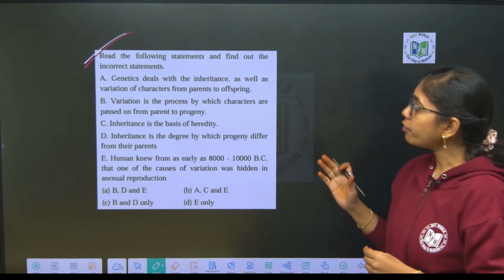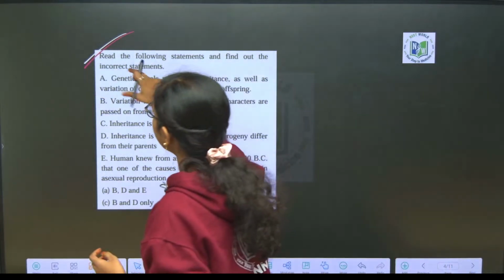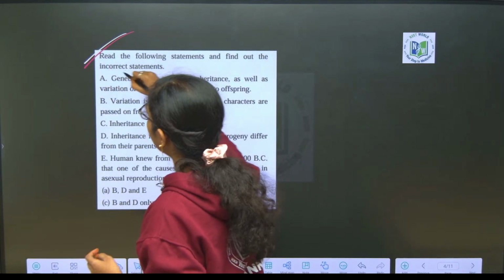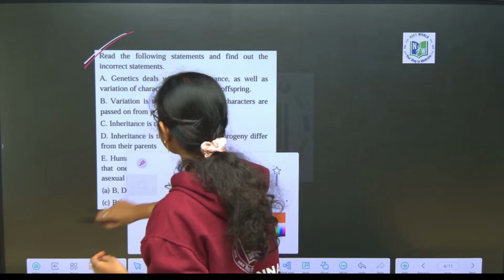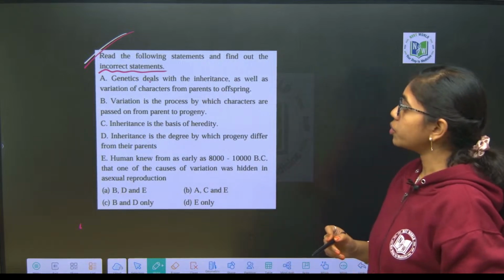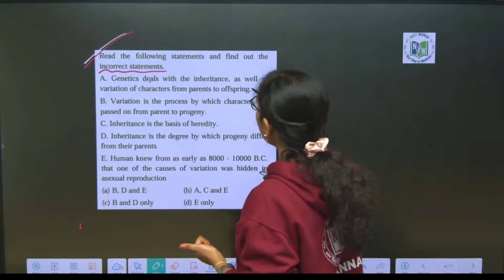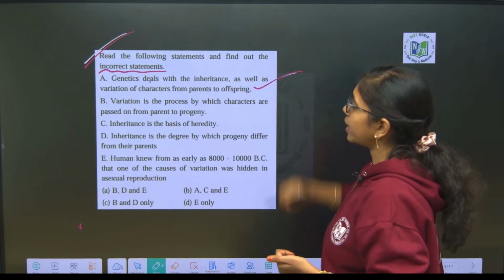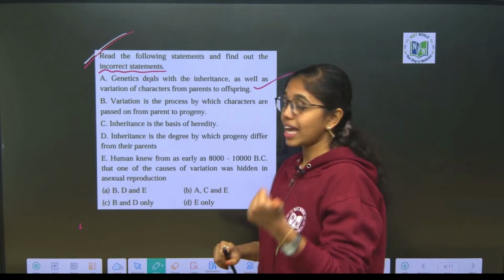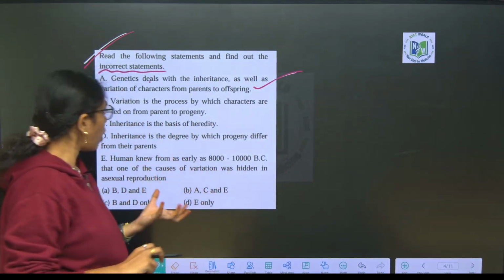Next, read the following statements and find out the incorrect statement. Incorrect statements need to be identified. So, look at it properly. First, statement A, genetics deals with the inheritance as well as variation of characters from parents to offspring. True. Genetics deals with what? Inheritance as well as variations of characters which are being transferred from parents to offsprings.